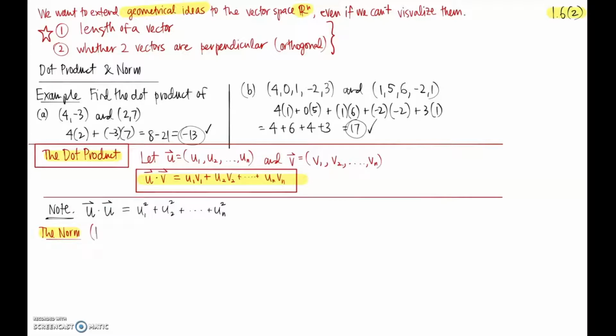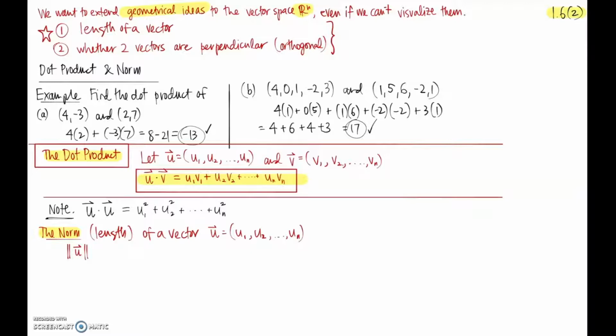So the norm or length of a vector, we'll say u is, again, some arbitrary vector in n space. And even though we can't visualize n space, we do want to be able to talk about the length of a vector in n space. And so we're going to define it as the square root of this. So the way that we write the length or norm of a vector is these two double vertical lines, then whatever vector we're talking about.